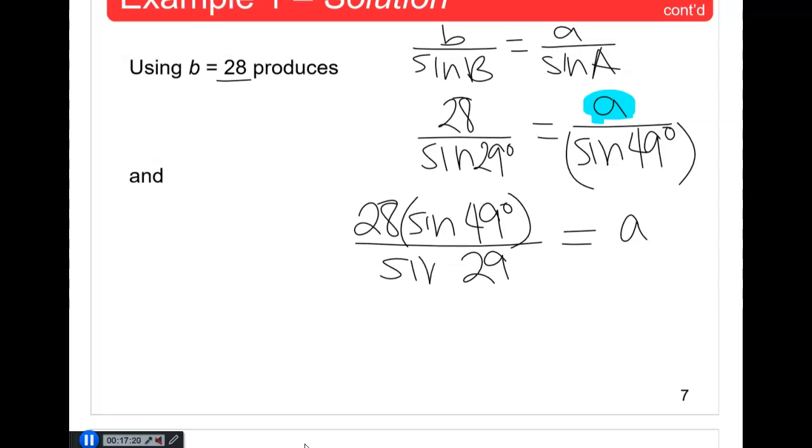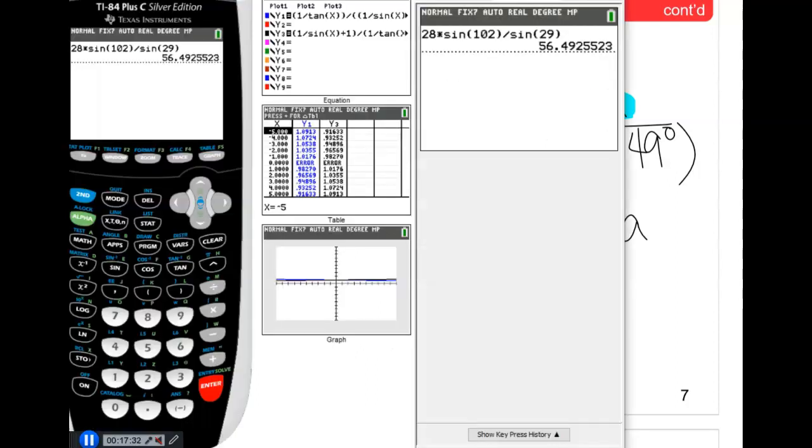And remember, we cannot cancel sine. Don't ever do that. That is completely wrong. So don't do it. Just don't. So A is going to equal, and we're going to enter that on the calculator. So it's going to be 28 times sine of 49, close parentheses, and then divided by the sine of 29, close parentheses, enter. And again, we're going to round to the nearest hundredth, or 2 digits after a decimal point. So this is going to be 43.59.